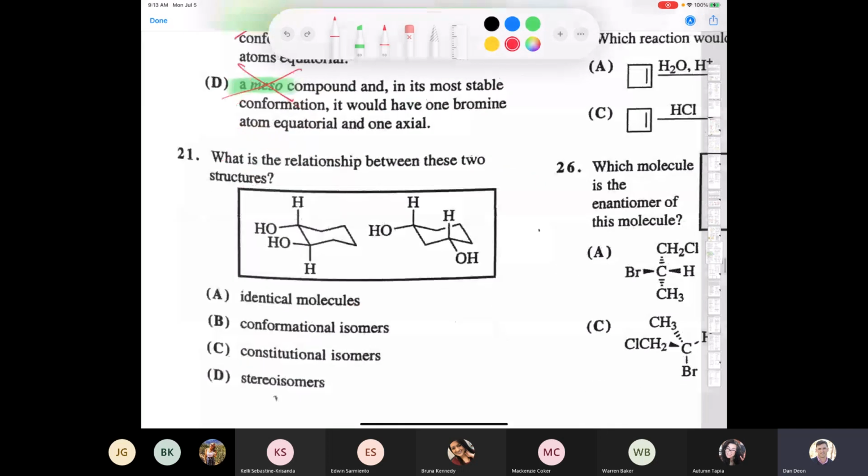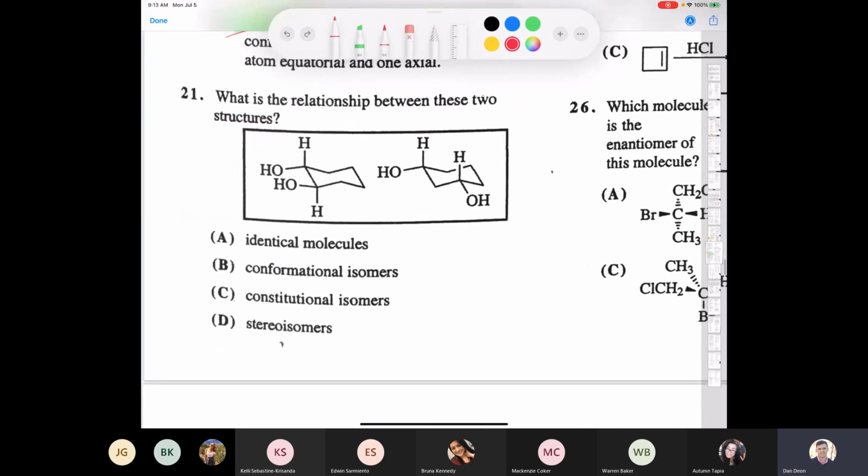All right, let's take a look at question 21, and I'll give you a couple seconds to think about this one. It just says you've got these two compounds. What's the relationship between them? I'll give you a few seconds. Think about it.